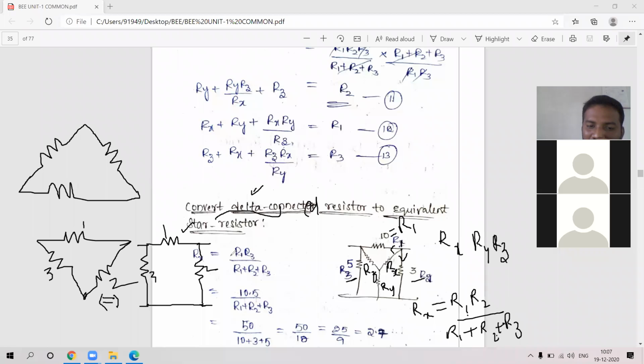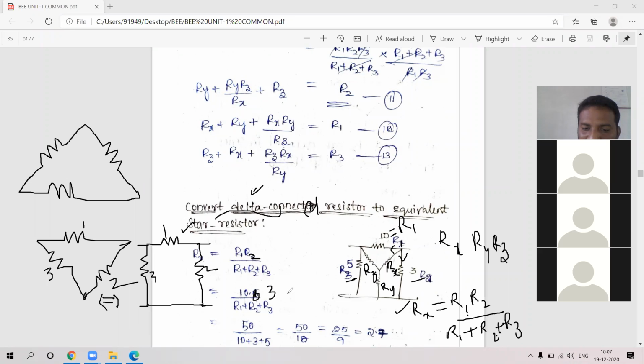But what is R1 and R2? You can go through this one. R1 is the same value, 10. I have replaced it. This is R1, this is R2. R1 is 10, R2 is 3. So 30 by the summation, 18. 30 by 18.